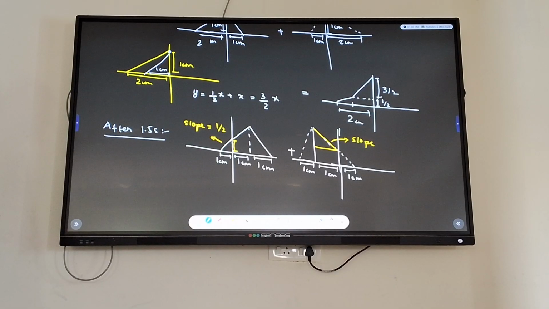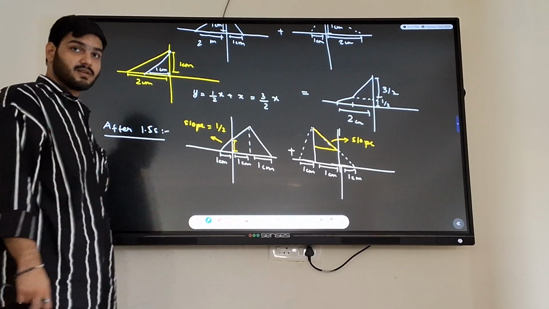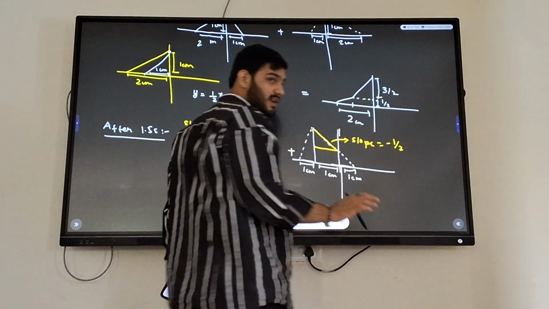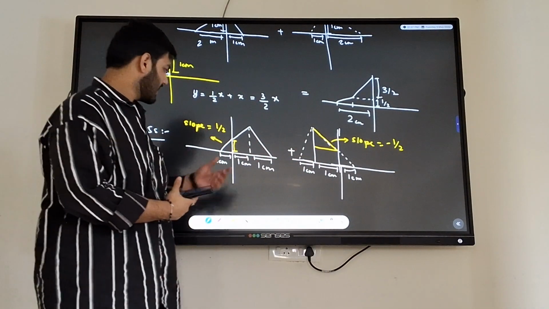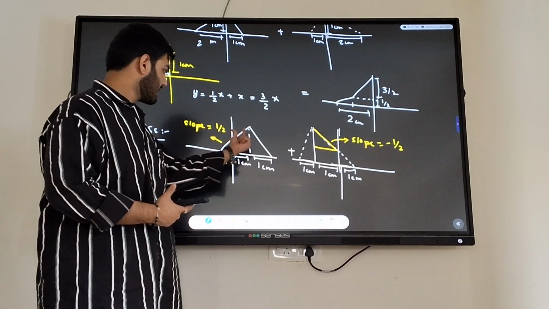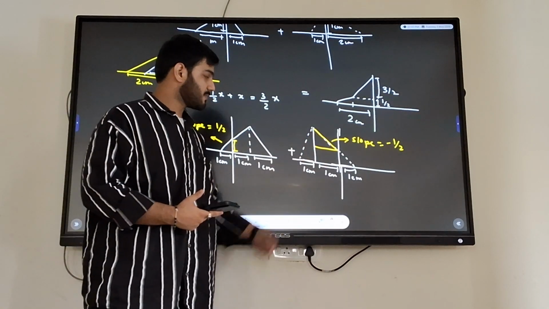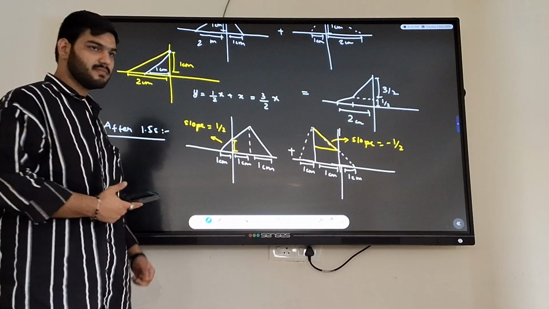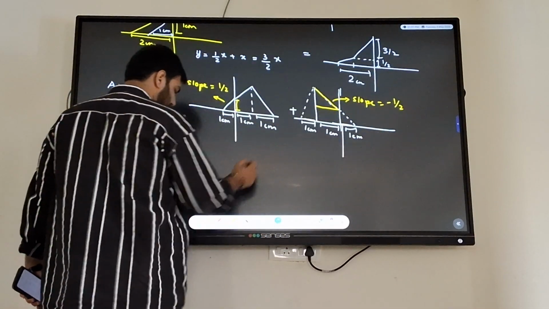What will be the slope of that? Should be minus 1 by 2. हाँ? देखो आराम से सोच के देखो, अगर ये हाफ पार्ट का स्लोप हाफ है, then what should be इसका स्लोप? Then what should the final wave look like?